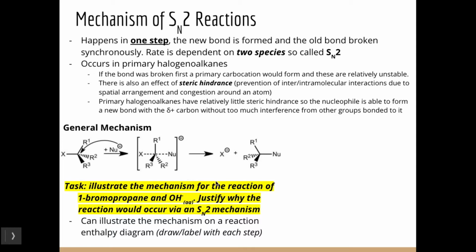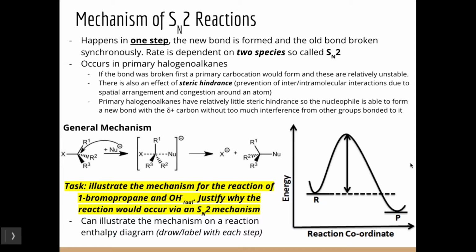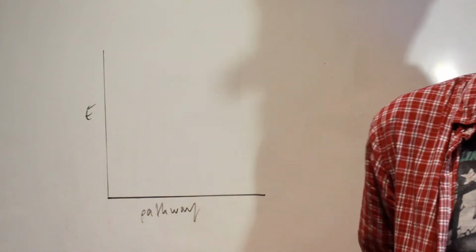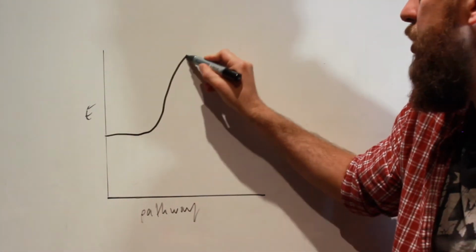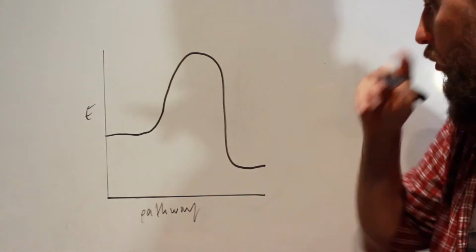Now we can illustrate this on reaction enthalpy profile diagrams. If we consider the steps to our reaction, we're going to have our reactants here, which is our halogenoalkane and our nucleophile. We're going to have a high energy transition state, which is that one there, and then we form our products once the reaction is complete. Let me draw that for us and show our bromopropane example, what would be formed at each step. So we start off with our reactants, high energy transition state, and then we form our products.